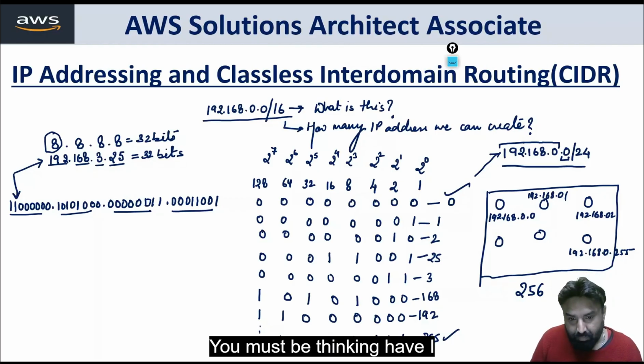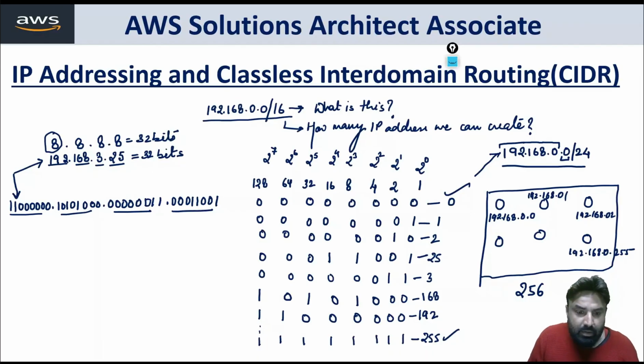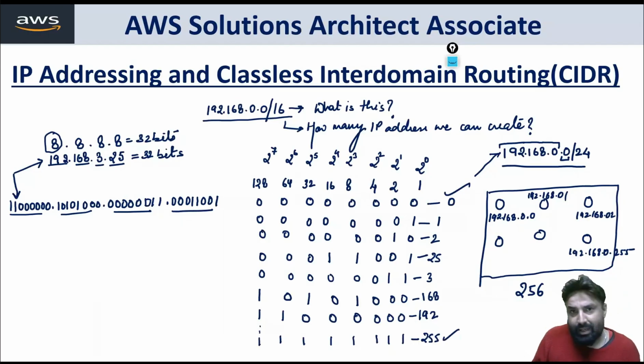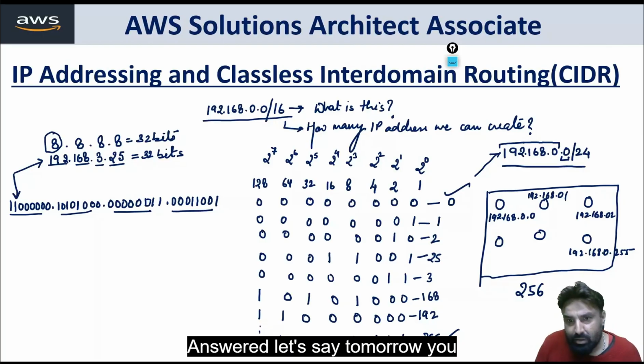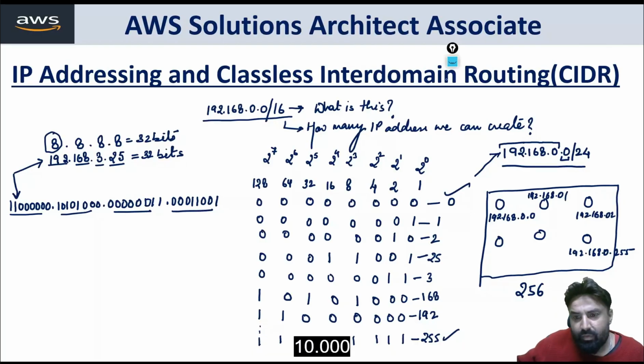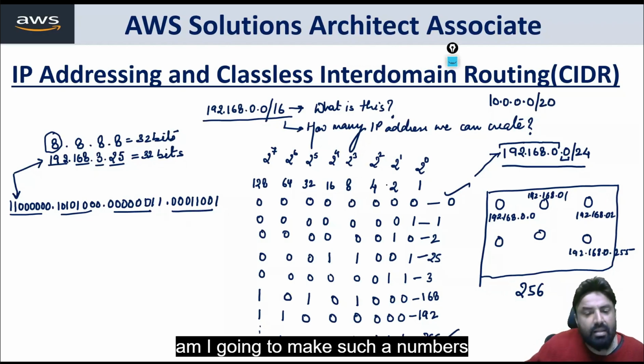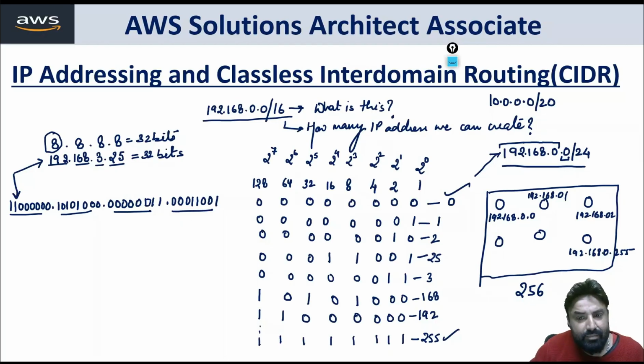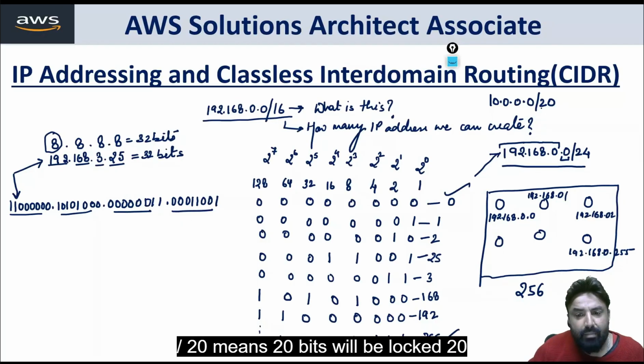Now, you must be thinking, have I gone mad? Am I going to do so many calculations in order to get the answer? Let's say tomorrow you are given 10.0.0.0/20. So am I going to write out such numbers and then find how many IPs can be created? Slash 20 means 20 bits will be locked.